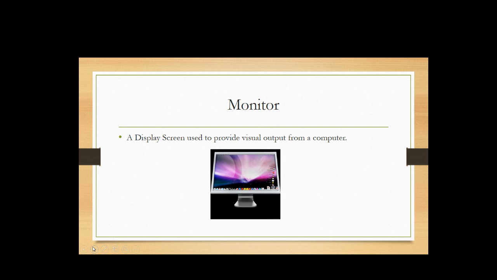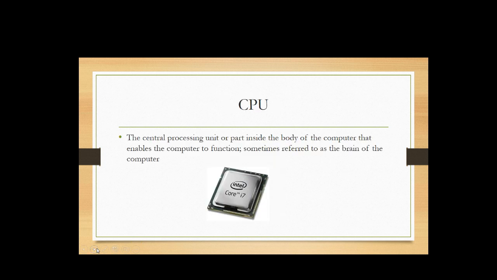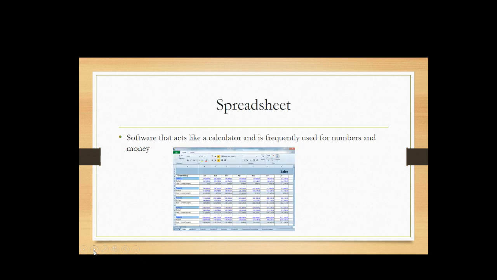Now, what's a monitor? It's a display screen used to provide visual output for the computer. Your computer is actually inside, and that's all the technical stuff that's working. The monitor is what you're looking at right now. Now, what's CPU? This is the central processing unit, a part inside the body of the computer that enables the computer to function, sometimes referred to as the brain of the computer. Now, what's a spreadsheet? Software that acts like a calculator and is frequently used for numbers and money. When you get out in the real world, you use this a lot, for example Excel spreadsheets.